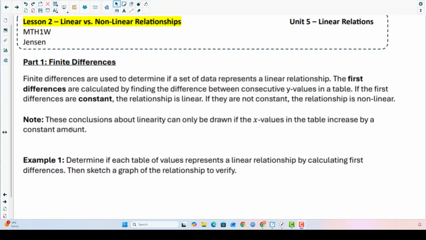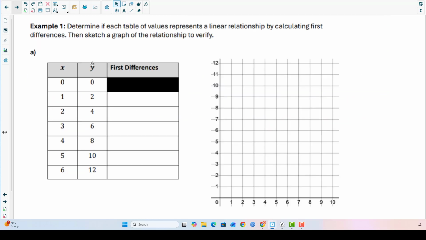But I just want to highlight this again. Very important. The x values have to be going up or down by the exact same amount. What do I mean by that? Well, here we have x values 0, 1, 2, 3, 4, 5, 6, meaning they're going up by 1 each time. If my x values were listed 0, 1, and then like 5, and then 7, and then like 20, they're not going up by a constant amount. They're going up by a random amount. So we wouldn't be able to do first differences in that example.